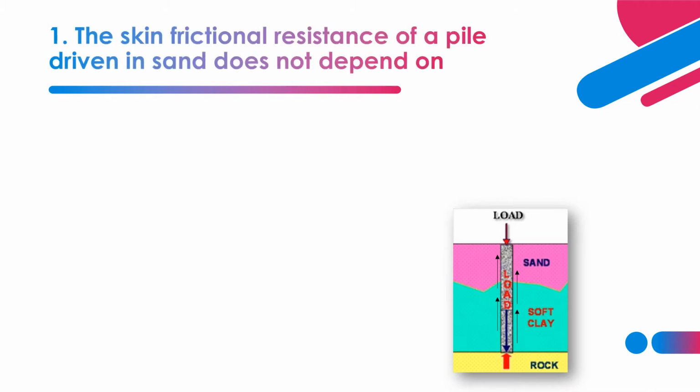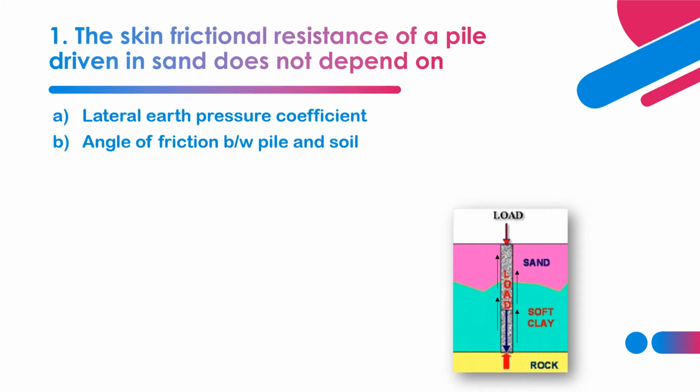The first question is, the skin frictional resistance of a pile driven in sand does not depend on. When we consider a pile, there are two resistances offered. One is point bearing resistance and the other one is skin frictional resistance. Here in this question, which parameter does the skin frictional resistance of a pile driven in sand not depend on? Option A, lateral earth pressure coefficient. Option B, angle of friction between pile and soil. Option C, pile material. Option D, total stress analysis.